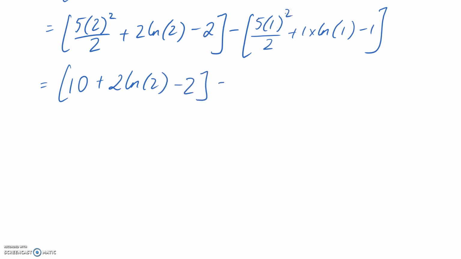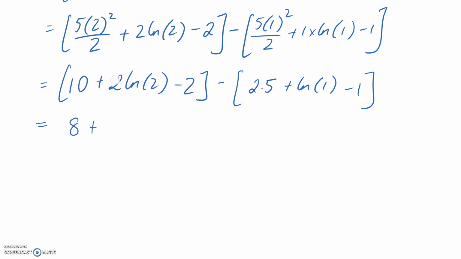This one we've got 5 times 1 squared, so that's just going to leave us with 5, divided by 2. So that's 5 on 2, let's write that as 2.5. Then we've got the natural log of 1 minus 1. So keeping on going, we've got 10 minus 2, which is 8.